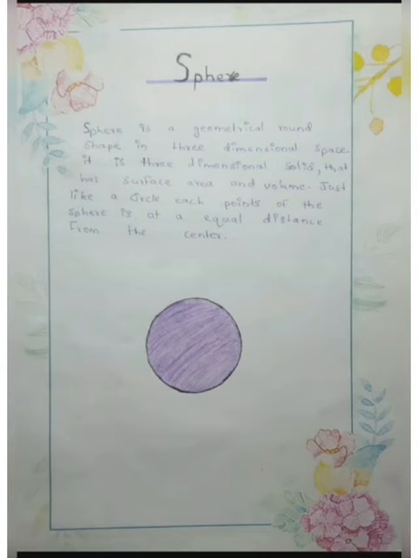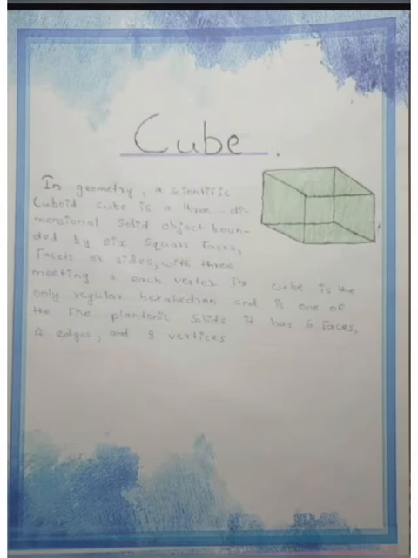Sphere. Sphere is a geometrical round shape in 3-dimensional space. It is a 3-dimensional solid that has surface area and volume. Just like a circle, each point of the sphere is at an equal distance from the center.